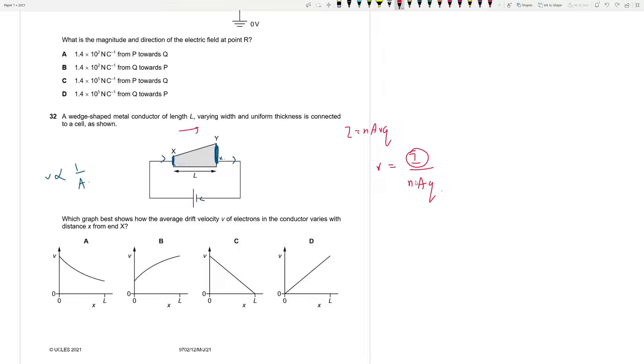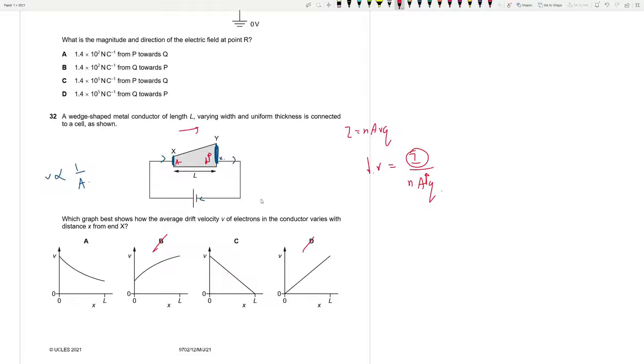Now look at the area. What happens to area over time? Area actually increases. So if area increases, what's going to happen to velocity? Velocity will decrease. So over time, velocity will decrease. Using that logic, B and D can't be the answer because it shows that velocity is increasing. Velocity must decrease. Will it be linear or non-linear?